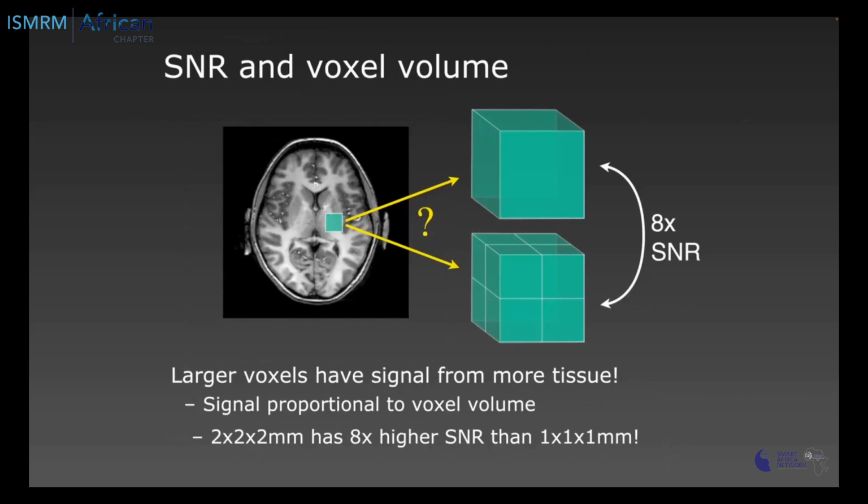So if you double the dimensions of a voxel on each side of this cube, you go from a 1 by 1 by 1 voxel to a 2 by 2 by 2. That has an 8 times volume increase, and therefore an 8 times higher SNR, right? So the trade-off, obviously, is that you have one giant voxel instead of 8 voxels. But the trade-off is fairly straightforward to understand with respect to SNR and resolution.